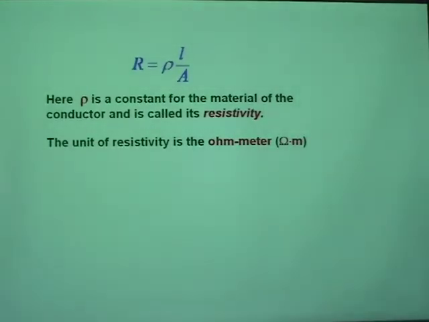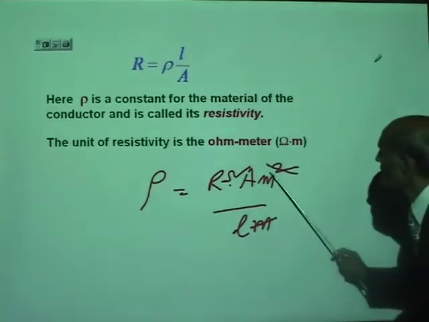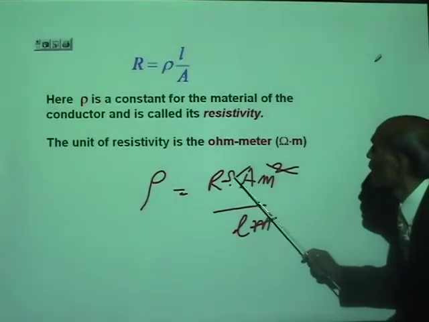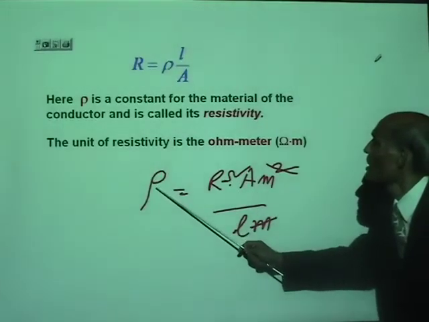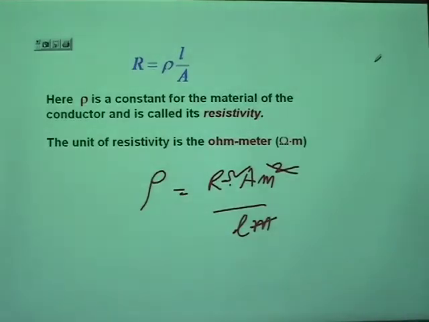Is that right? Give me a second, I will show that to you. Now, we got rho equal to RA over L. R is measured in ohm, A is measured in meter squared, length in meter. And you see one meter will cancel, leaving a meter on the numerator and ohm also, therefore rho is measured in the unit ohm meter. Ohm meter.